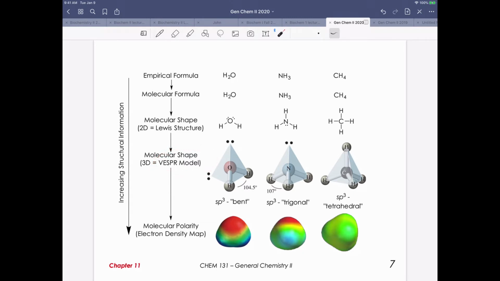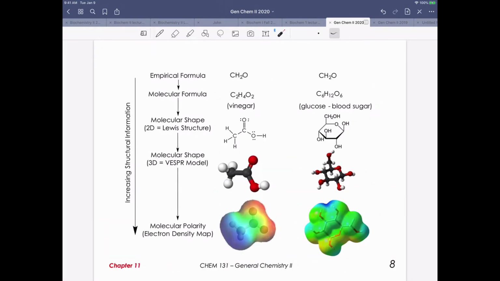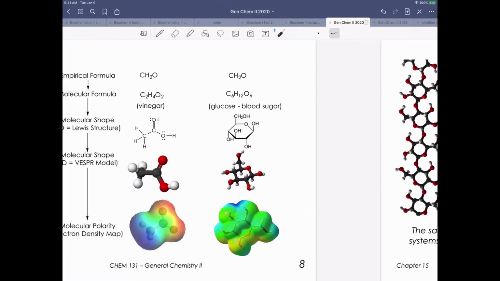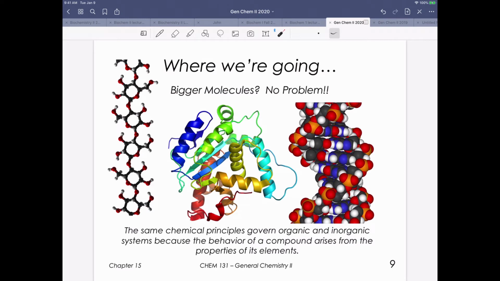So maybe you're getting a little twitchy here, remembering all of these things with sp3 hybridization. We talked about the molecular shapes. We've got tetrahedral, we've got bent. We go on to larger molecules and we still apply these same rules. This is really important because molecular shape is what gives us structure, and structure is what really affords function with biological and larger organic molecules. So again, bigger molecules, no problem.